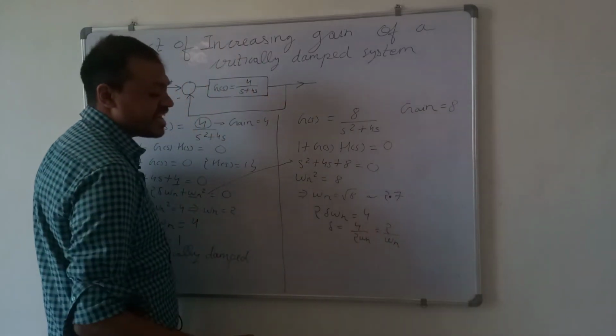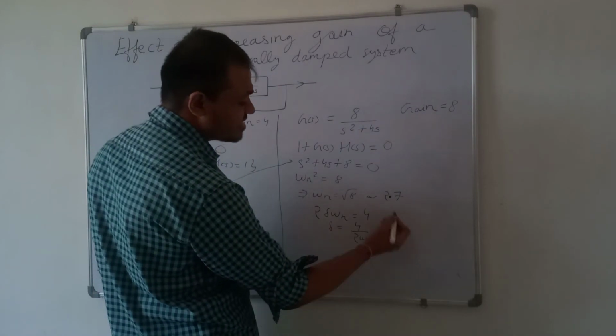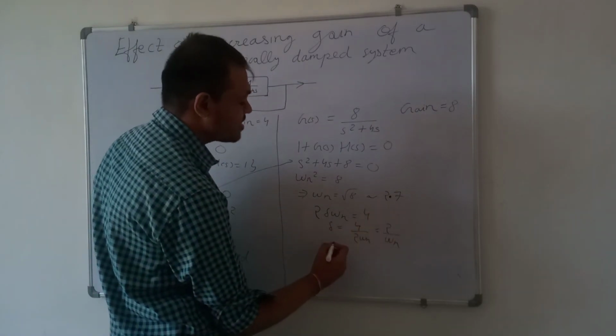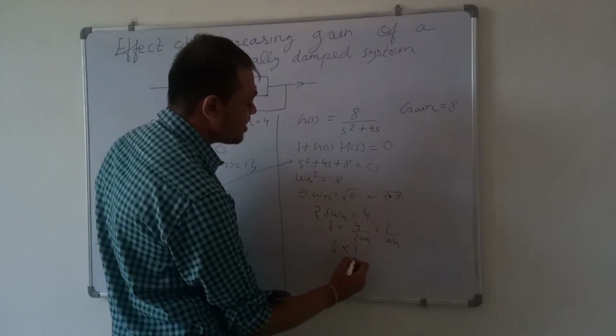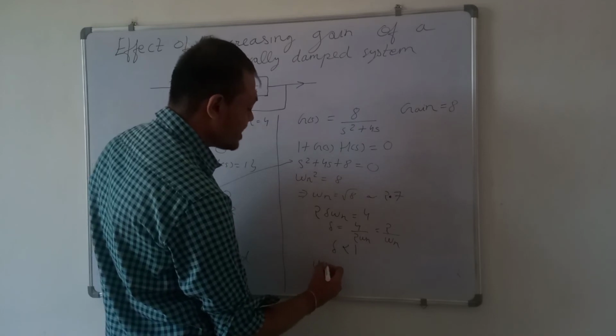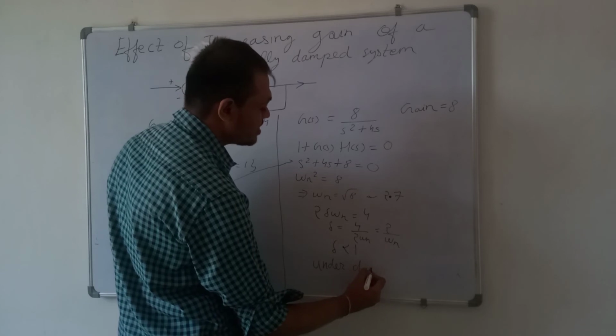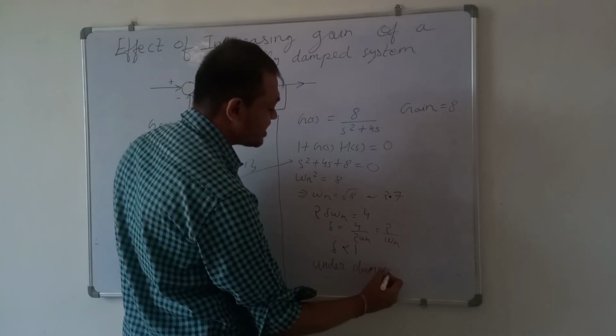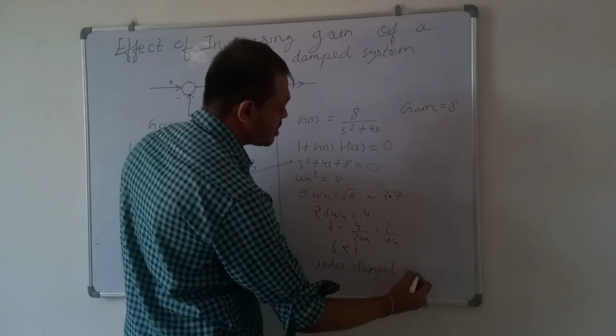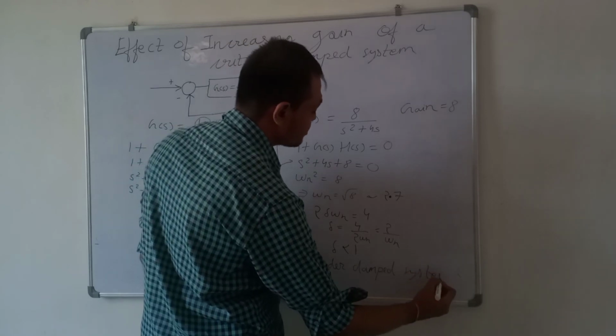Now omega n is greater than 2. It is about 2.7. So the damping ratio will be less than 1. So the system has become an underdamped system. The system previously was critically damped. Now we increase the gain of the system, so it becomes an underdamped system.